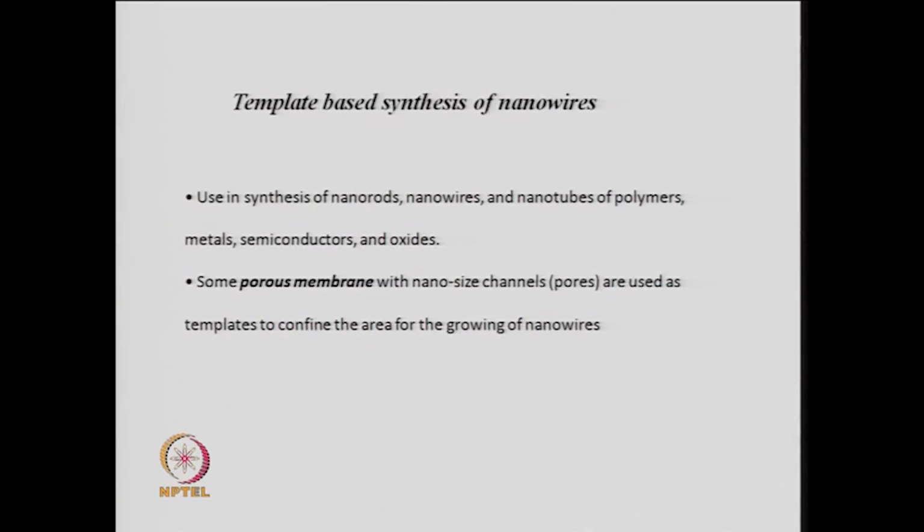Now, coming to template based nanowires, this is a very popular method and various kinds of template based nanowires are there. Now, these can be used for making thin nanowires or thick nanowires, which are also called nanorods. So, the difference in the nomenclature of nanorods and nanowires is basically going by the aspect ratio.